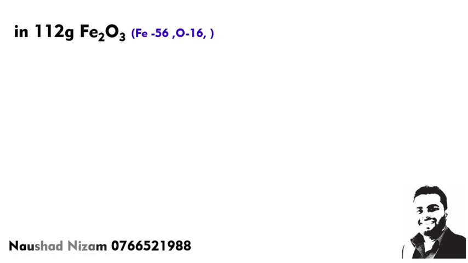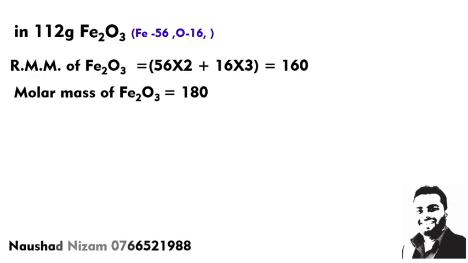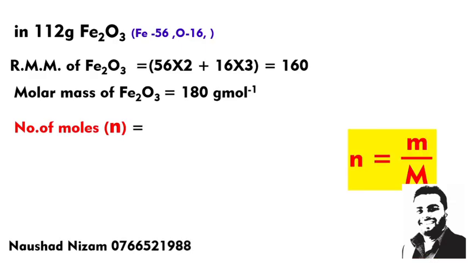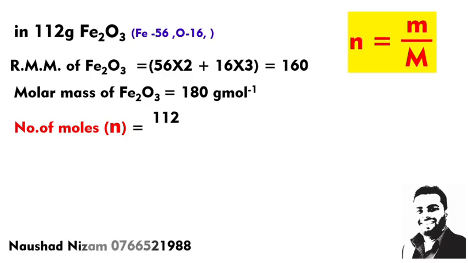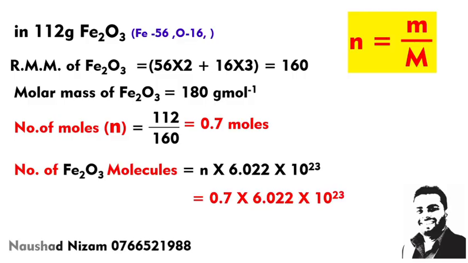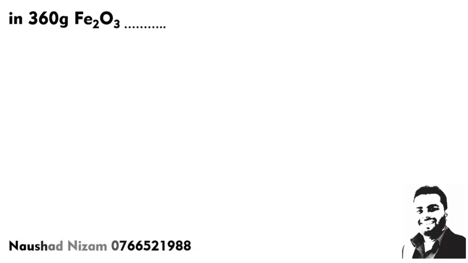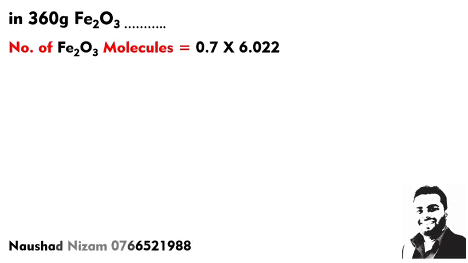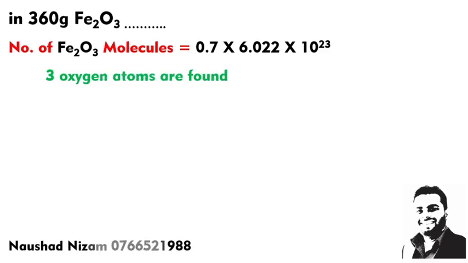This is hematite, Fe2O3. So I'm showing you the calculations quickly. Same thing, same procedure. Follow the procedure and give the answers and check your answers, whether you are correct or not. Oxygen atoms in one molecule of Fe2O3: you have 0.7 into 6.02 into 10 to the power 23, and 3 oxygens are found in one Fe2O3.